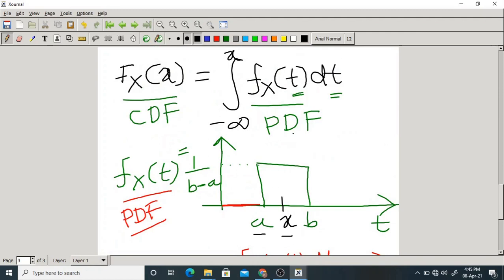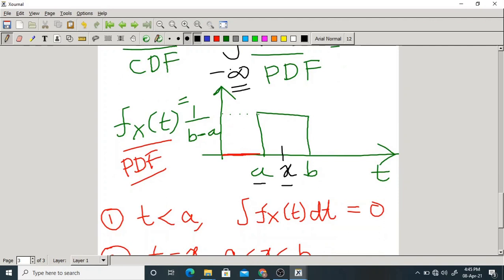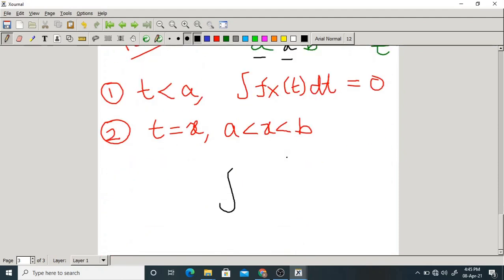Actually, what is this? It is minus infinity to x. But what happens here? The function is non-zero from a to b only. That's why I am starting from a. I'll go up to x. I am assuming that x is here. Okay. Yeah. So here it is not starting from minus infinity. It starts from a up to x.